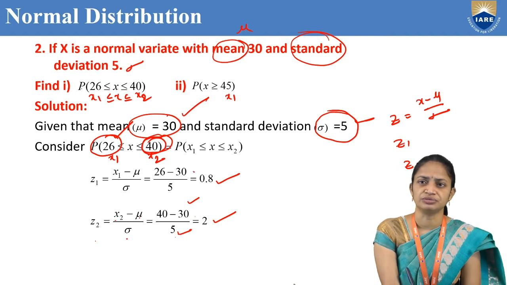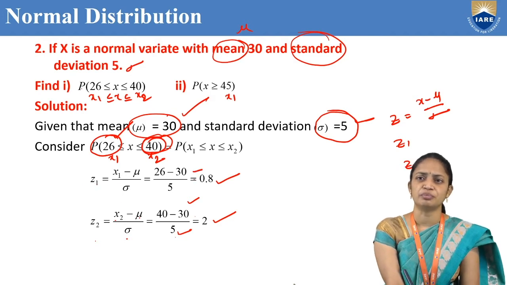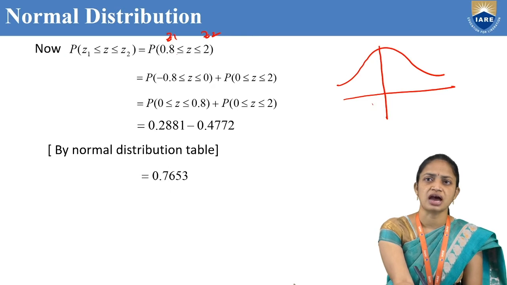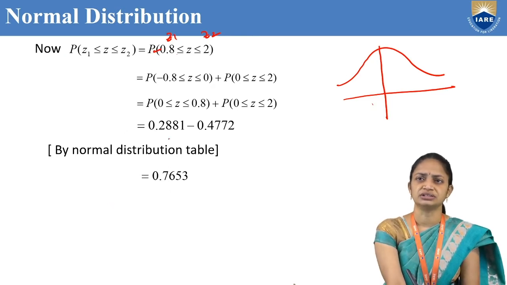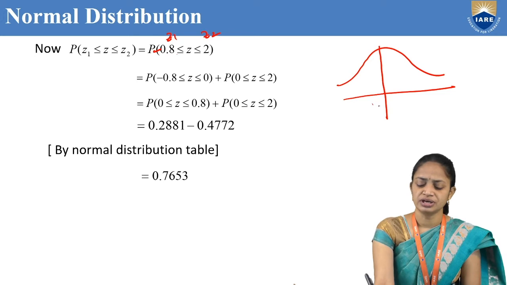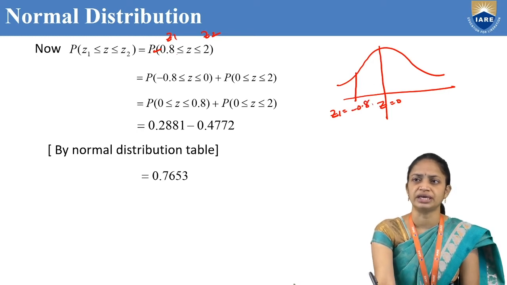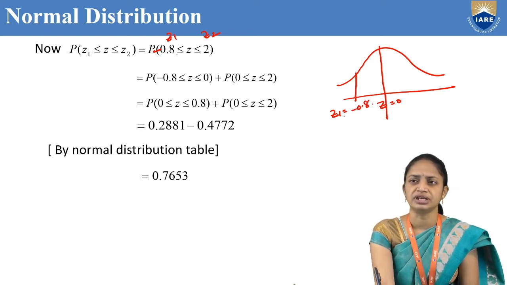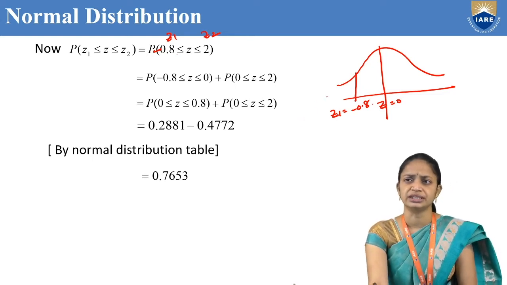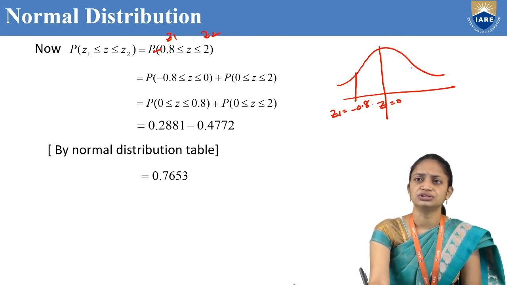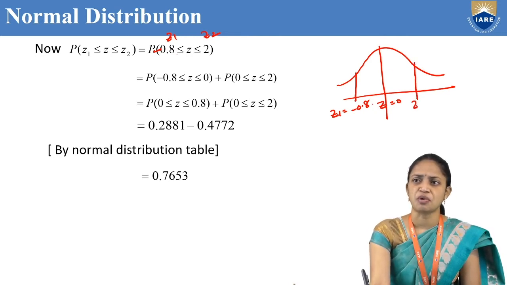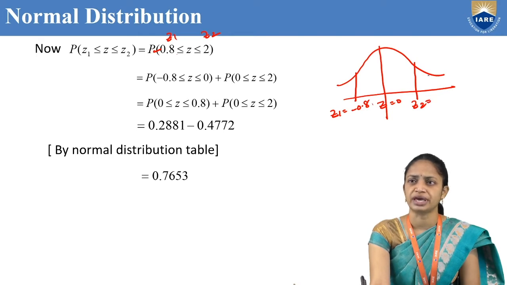Here z1 is actually a negative value, z1 equals minus 0.8. If we have any negative value, we have to take it on the left side of z equals 0. If we have any positive value, we take it on the right side of the curve. Here z2 is a positive value, so we take it on the right side. That is z2 equals 2.